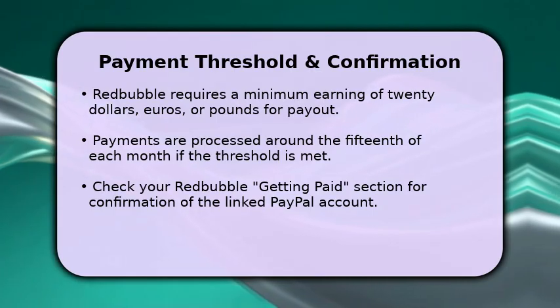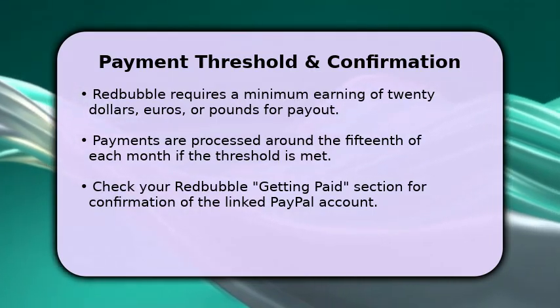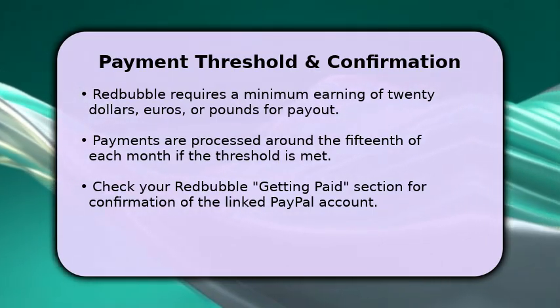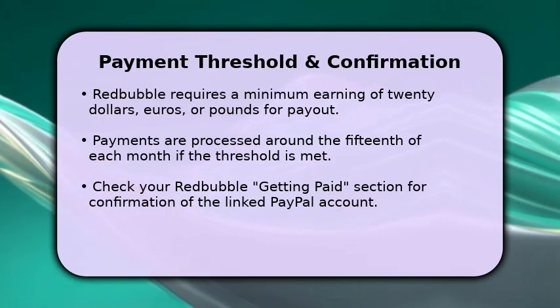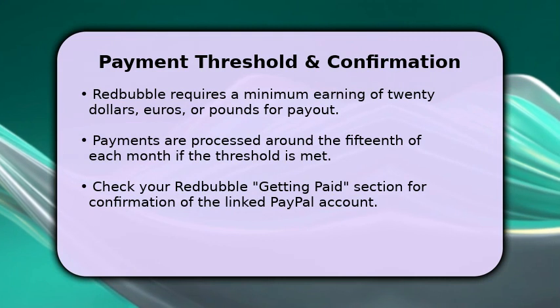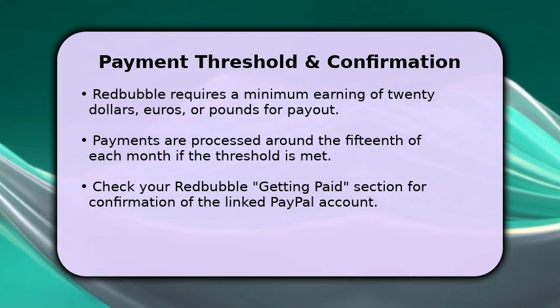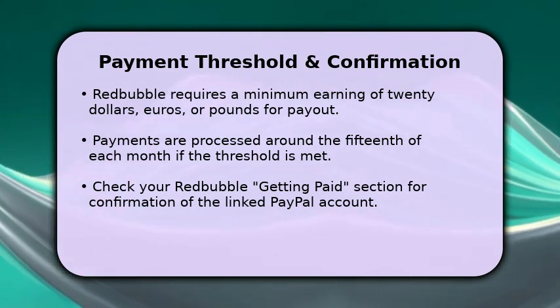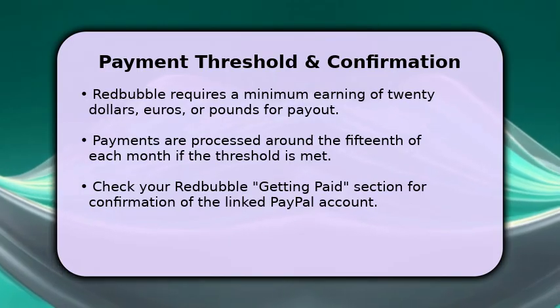Remember, Redbubble has a payment threshold of $20, 20 euros, or 20 pounds. Your earnings will accumulate until this amount is reached. Payments are typically processed around the 15th of every month. You can always confirm your PayPal connection by checking the Getting Paid section in your Redbubble account settings.